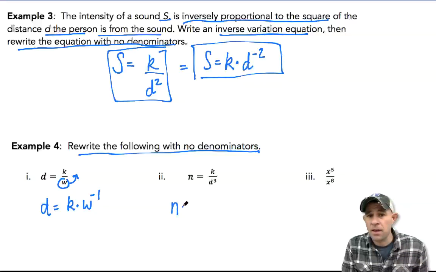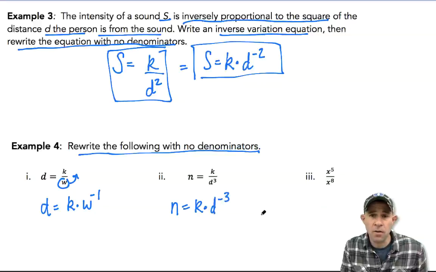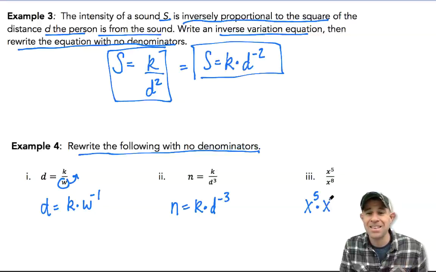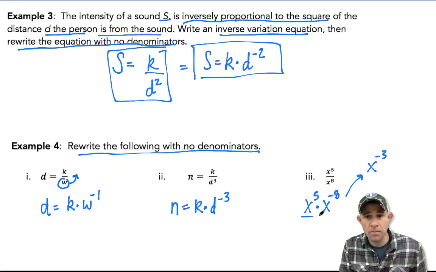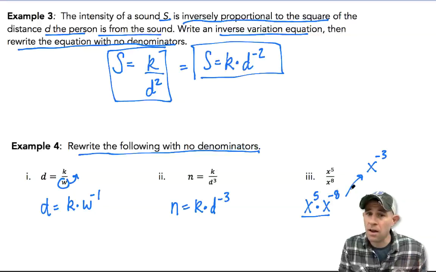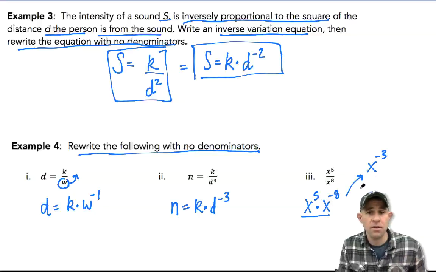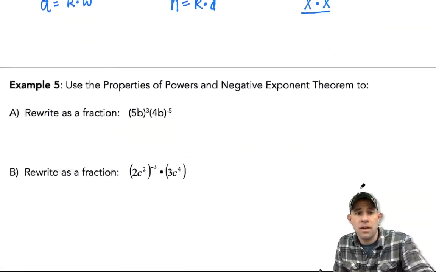Our next one here is n is equal to k times d to the negative third power, and now we have x to the fifth times x to the negative 8. So again, if we wanted to combine these, what that would give us would be x to the negative third, because when we have the same bases, we're multiplying. Remember that we're going to add our exponents. So here is x to the negative third. All right, that's example 4.